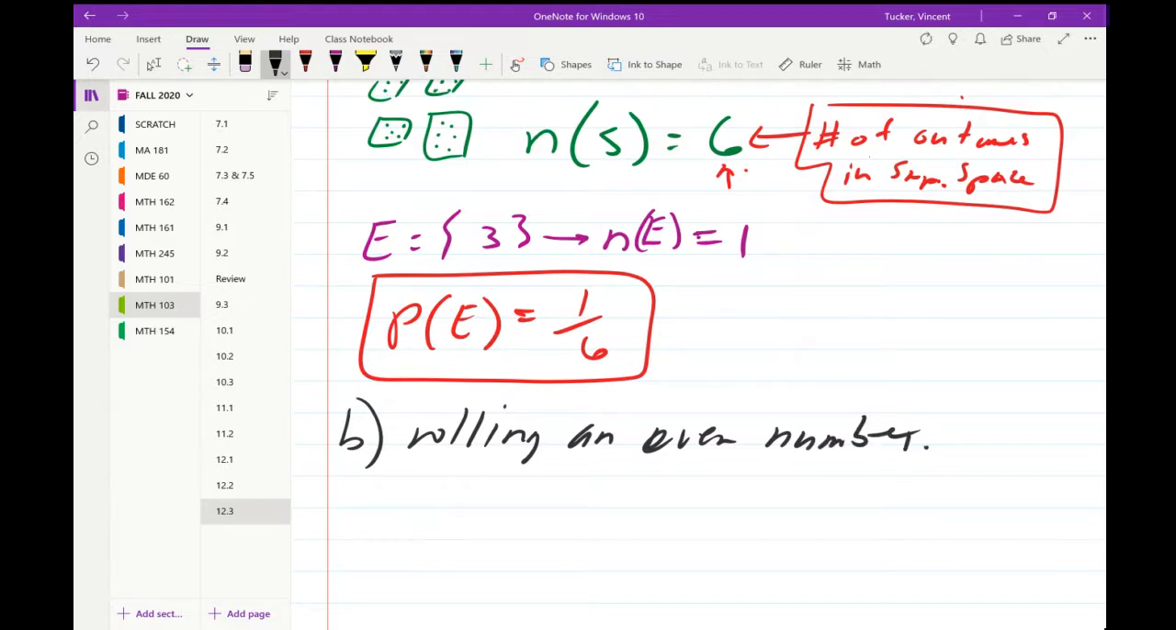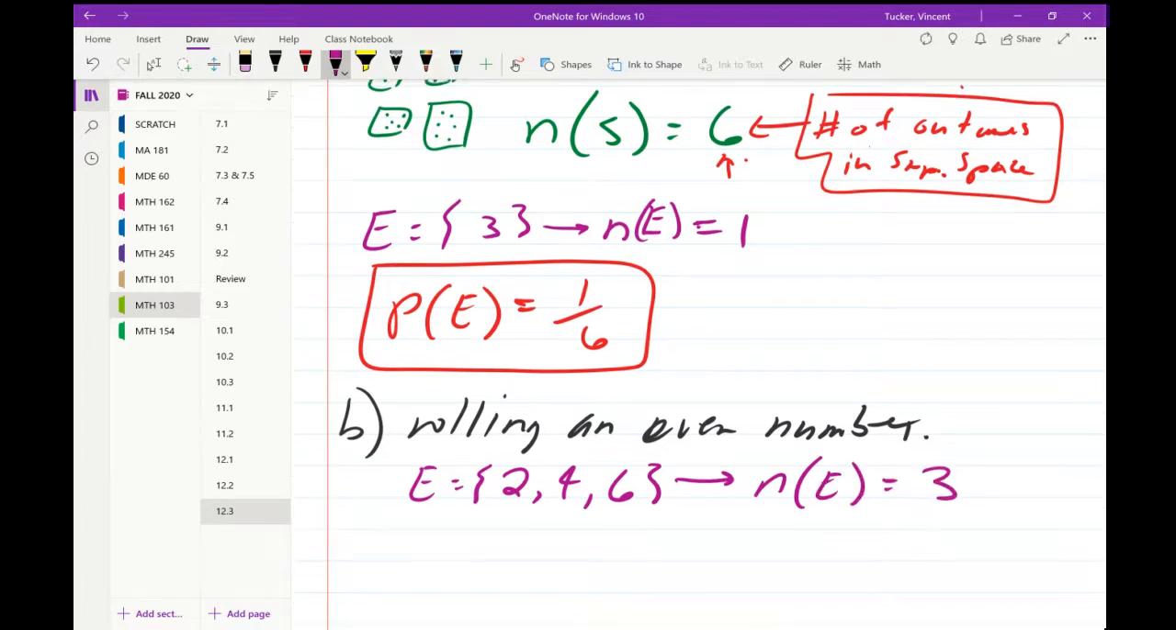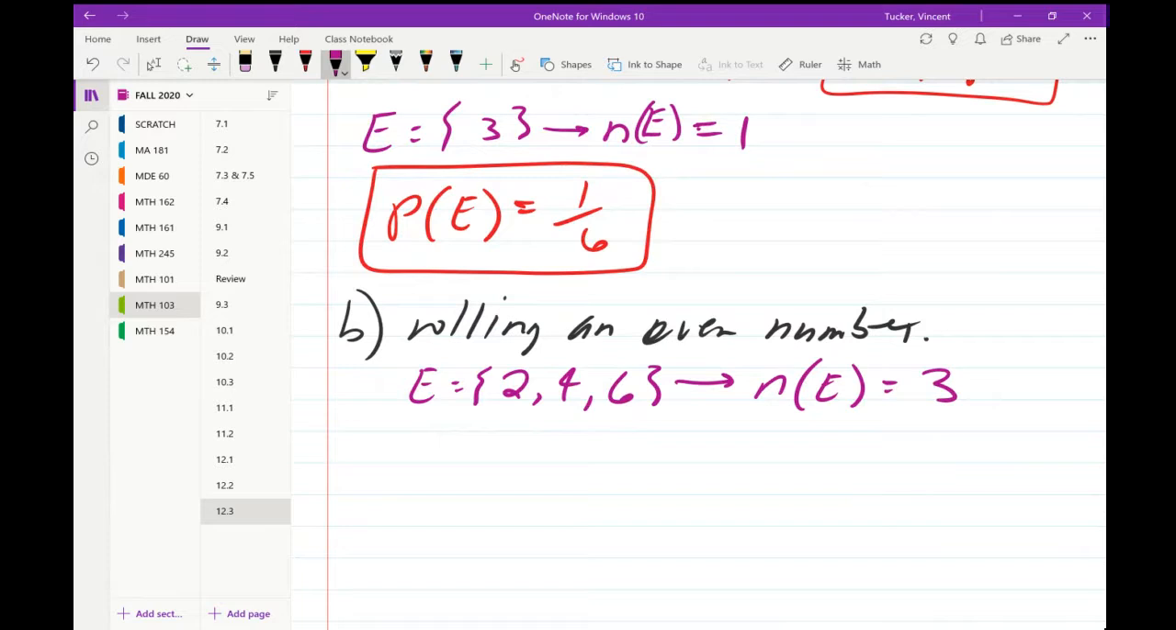So what's the probability of rolling an even number? We're in the same problem, so we don't have to reestablish our sample space. We can just go to the event. Our event is 2, 4, 6. Those are the only even numbers in our sample space. So the number of outcomes in our event is 3. So the probability of rolling an even number is 3 over 6, which is 1/2.